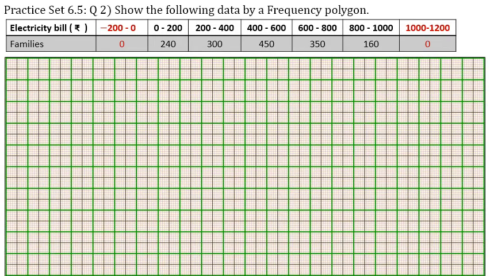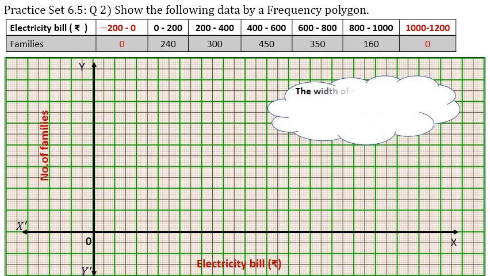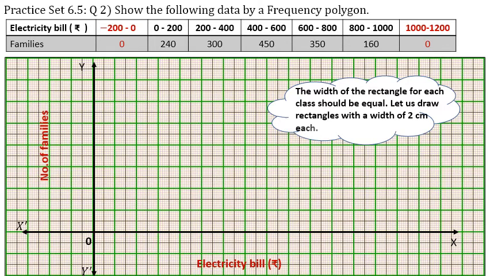Next, on the graph paper, we plot the x and the y axis. On the x-axis, we will mark the electricity bill in rupees, and on the y-axis, we will show the frequencies, that is the number of families. The width of the rectangles for each class interval should be equal. So let us draw rectangles with a width of 2 cm each.